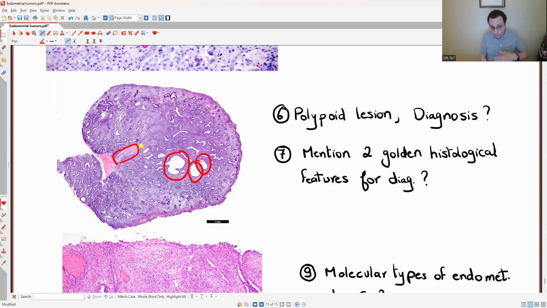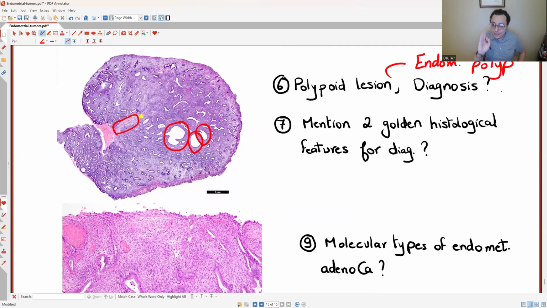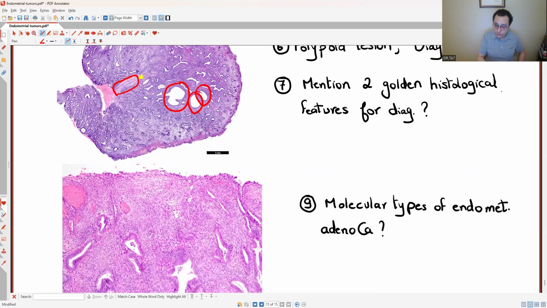So what are you calling this first? Let's see what you are planning to call it. I will call this polyp. Yeah, endometrial polyp. So I'm asking you the next question. Mention the two golden histological features for the diagnosis. You said already one, which is cystically dilated glands. Yeah, cystically dilated glands and the vessel, I think.